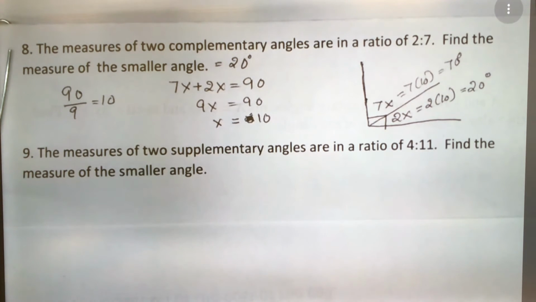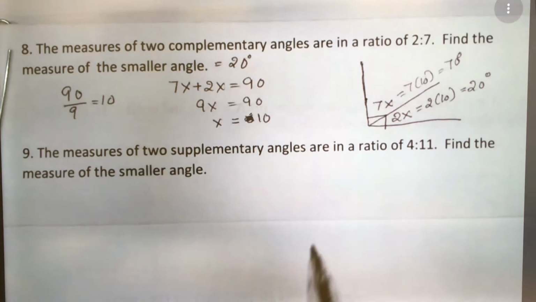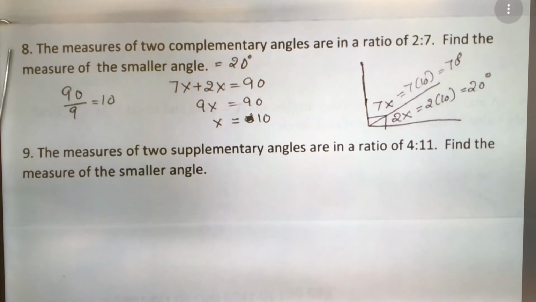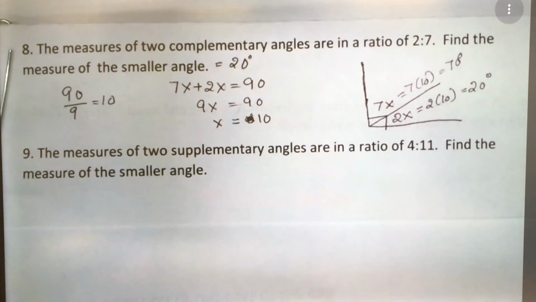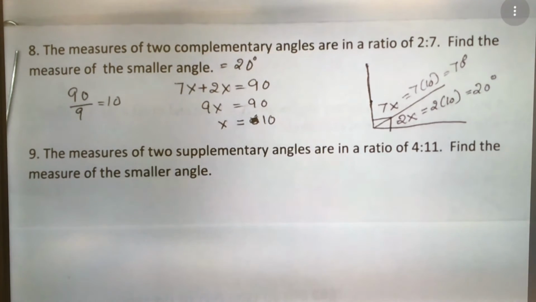And let's move on to the next question. So here is the next question. They are saying that 2 angles are supplementary. They are in the ratio of 4:11. So find the measure of the smallest angle. So pause this video, take a moment and try to solve that question. You already know that supplementary means they add up to 180.